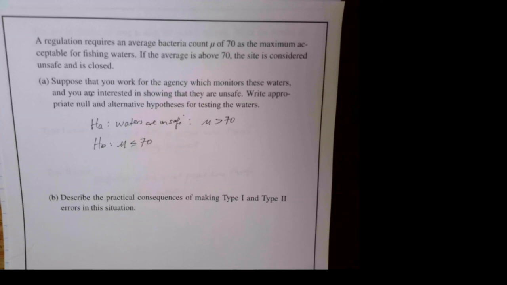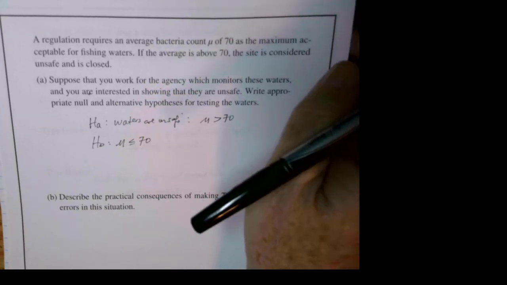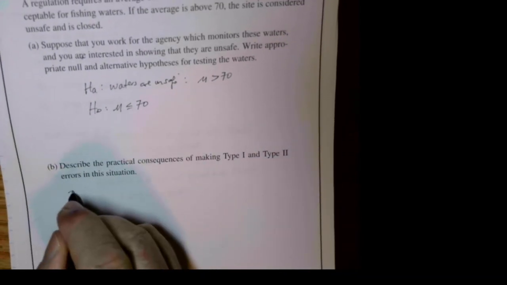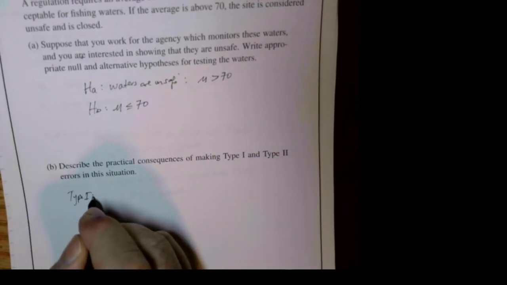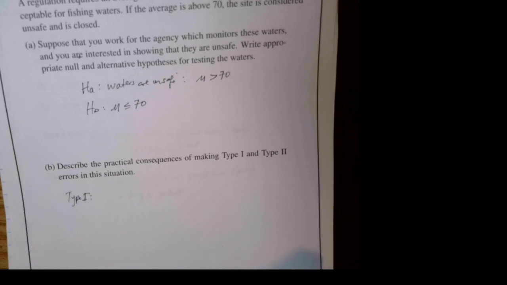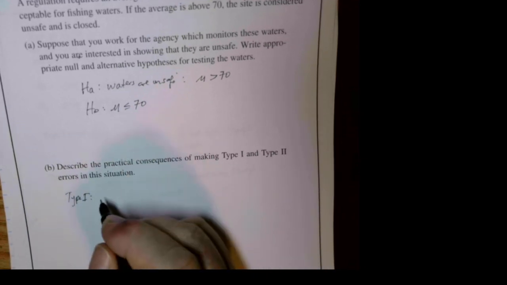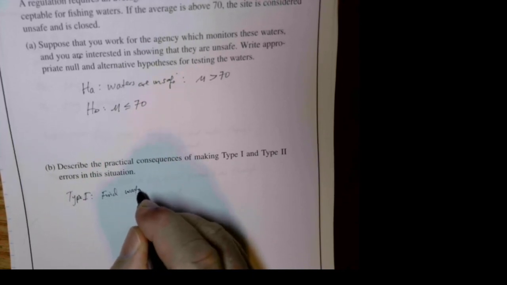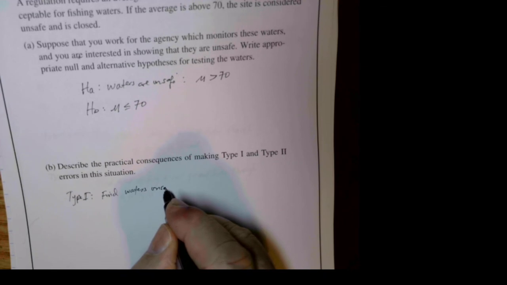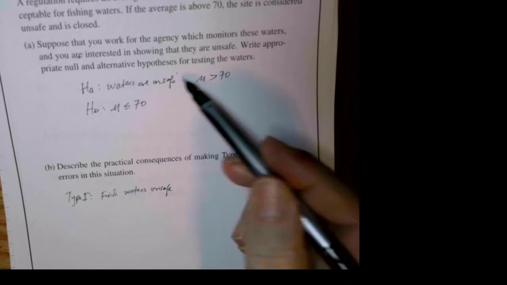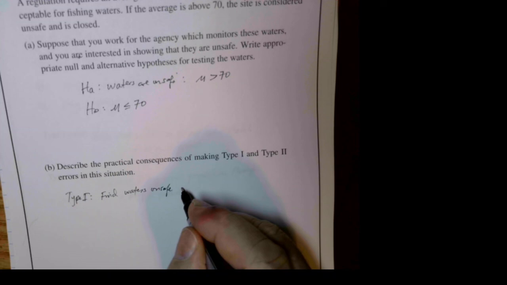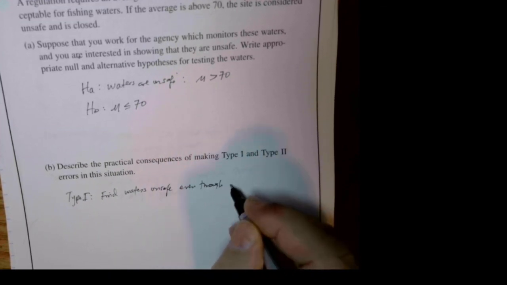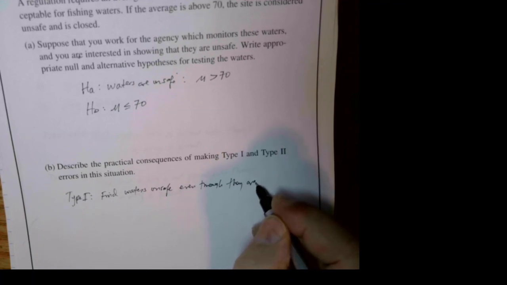Okay, describe the practical consequences of making type 1 and type 2 errors in this situation. Well, a type 1 error, right, we're going to accept the Ha even though it's false. So we would find the waters unsafe, right? That's what accepting the Ha would mean. Find the waters unsafe even though they are safe.